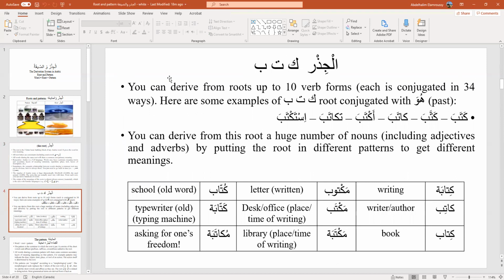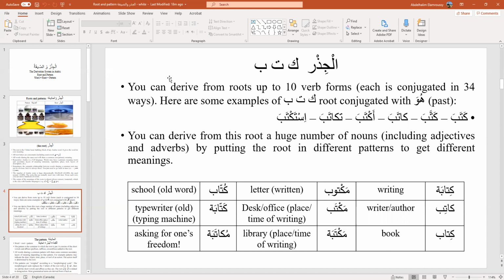So verb forms, there is one verb form, which is the main verb form, which will be kataba, just the main form, which is to write. And then forms 2 to 10 will add extra layers of meaning to form 1. So you can derive up to 10 verb forms from the root kaf ta ba. All of these words will still be sharing a common primary meaning, which will be writing.